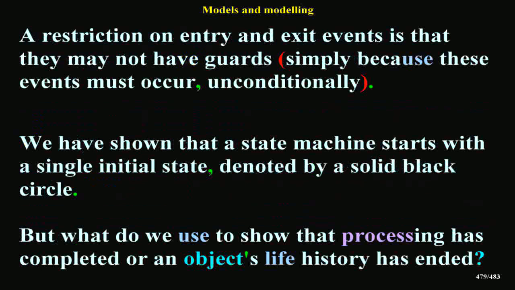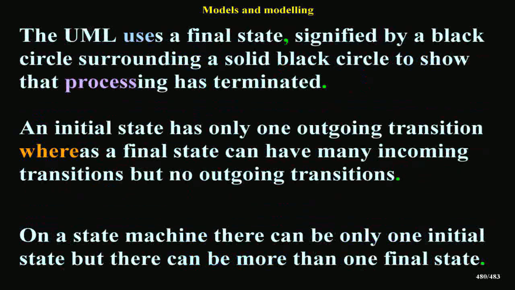We have shown that a state machine starts with a single initial state, denoted by a solid black circle. But what do we use to show that processing has completed or an object's life history has ended? The UML uses a final state, signified by a black circle surrounding a solid black circle, to show that processing has terminated. An initial state has only one outgoing transition, whereas a final state can have many incoming transitions but no outgoing transitions. On a state machine there can be only one initial state, but there can be more than one final state.